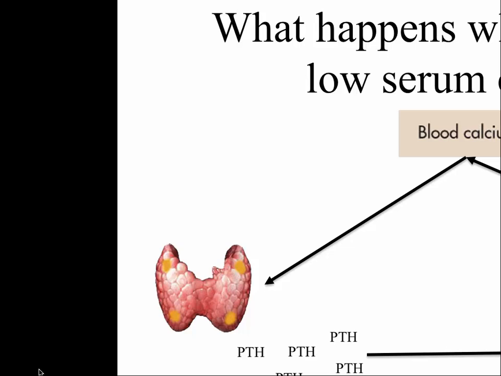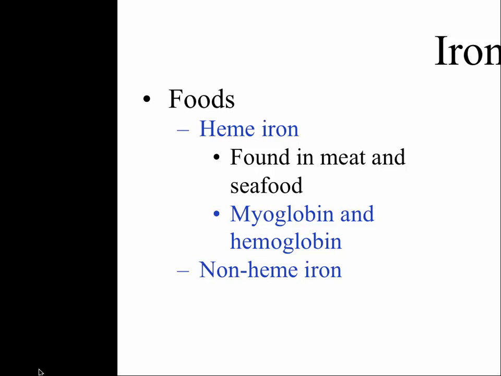Okay, so we're going to dive into trace minerals today. The first one we're going to talk about is iron. Iron comes in two forms in your food. You have heme iron, which I'm sure most of you have heard before. This is the iron that's associated with myoglobin and hemoglobin. So it's found only in meat and seafood. And then all the other iron that you get from plant and grain sources is called non-heme iron.